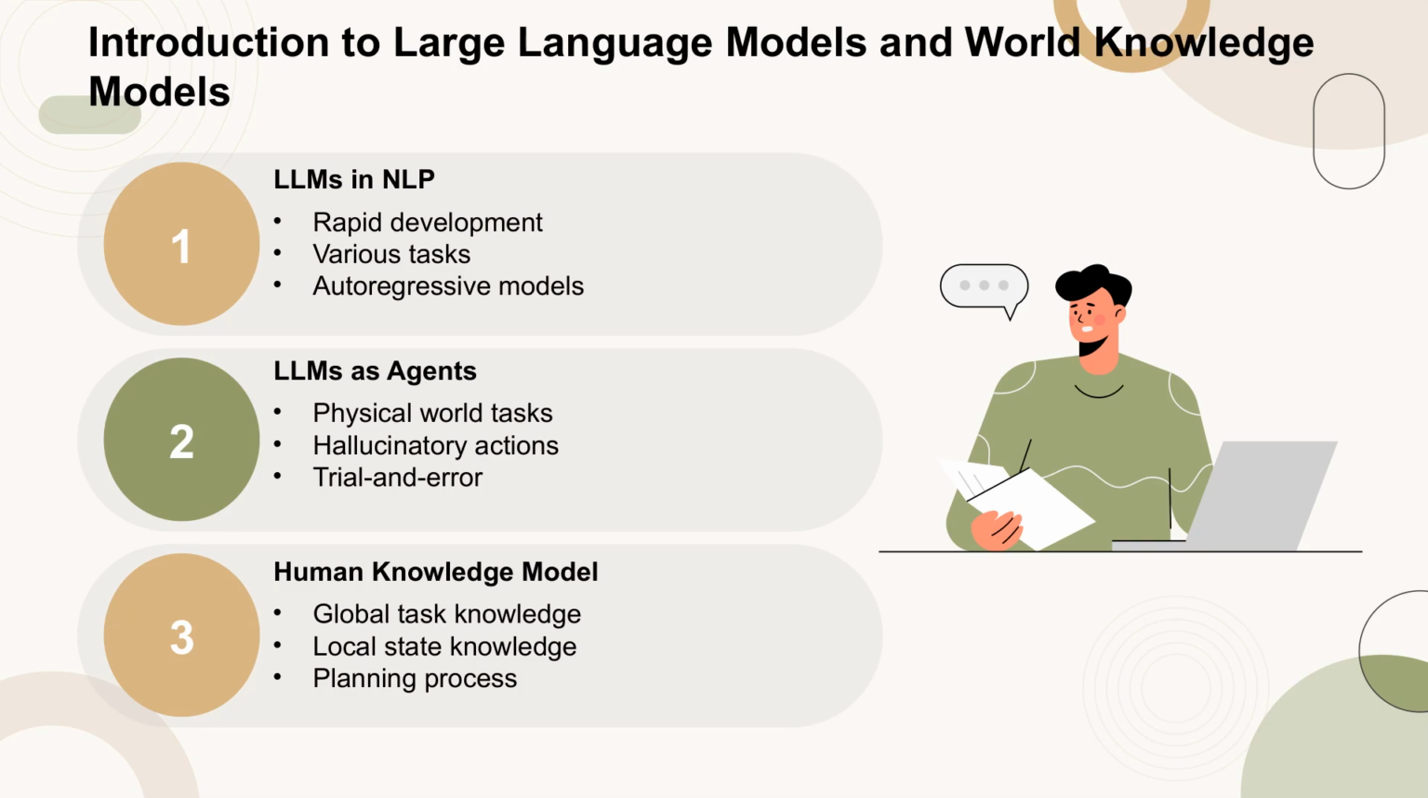The remarkable progress in large language models, LLMs, has significantly advanced various natural language processing tasks. However, when applied as agent models for physical world planning tasks, LLMs often generate actions that lack real-world understanding, leading to trial and error approaches. In contrast, humans use a mental knowledge model to rehearse tasks mentally before execution, incorporating global task knowledge and local state knowledge. This human approach inspired the development of a parametric world knowledge model, WKM, to enhance agent planning, integrating task and state knowledge from expert and explored trajectories.